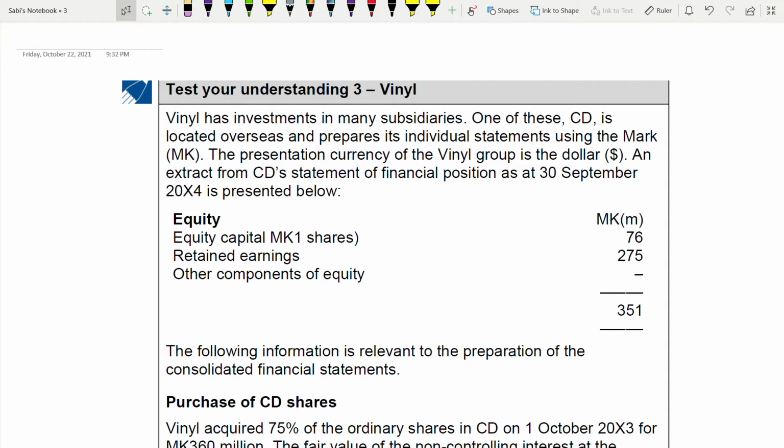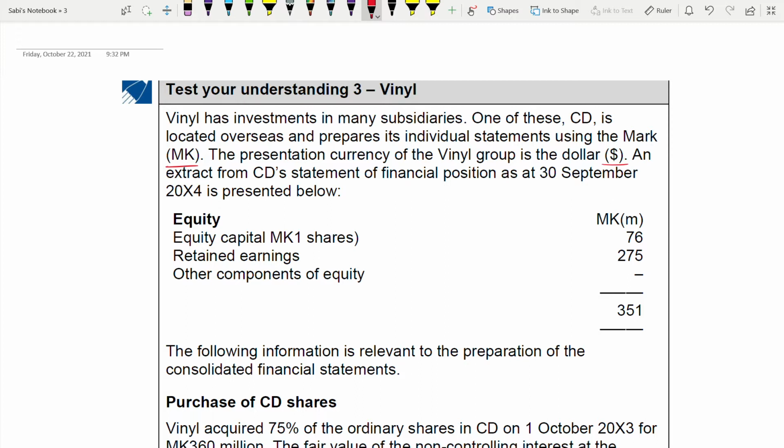The first few lines are just the background, that they are overseas and they prepare their individual statements in a different currency, which is MK, mark. And the group presentation currency is dollar. That means everything you have to convert into dollar. Sometimes they can give you a question on how to determine a functional currency. Sometimes they first tell you to determine a functional currency, and after that you have to prepare. That also can be added, but in this case it's very simple.